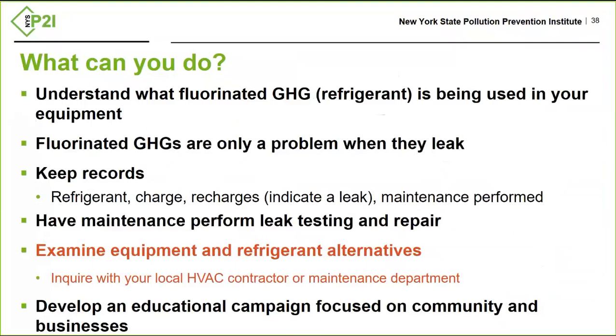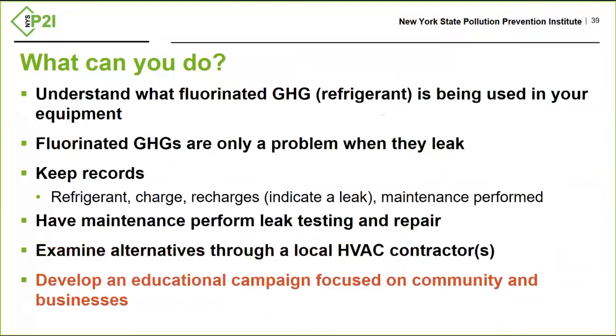Then the other part here is, if you're having some leaks, you should look for equipment and refrigerant alternatives. What I mean by that is, depending on the age of your equipment, or if it has high leak rates, or if you're using an ODS substance like CFCs or HCFCs, you should consider upgrading your equipment to something that uses a lower GHG refrigerant, and you can refer to the EPA SNAP program to understand what some of those options are. And then finally, we're going to recommend an educational campaign focused on the community, and Kim is going to talk about that.